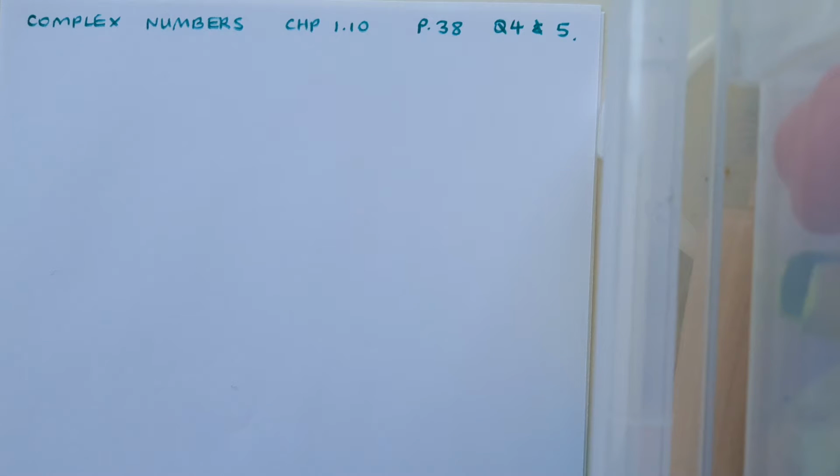So this video is about exercise 1.10 from the complex numbers chapter, and it's just going through the solutions for question 4 and question 5. So question 4, first of all, asks us to use de Moivre to solve z to the power of 3 equals 8. So what I'm really looking for here is what is z.